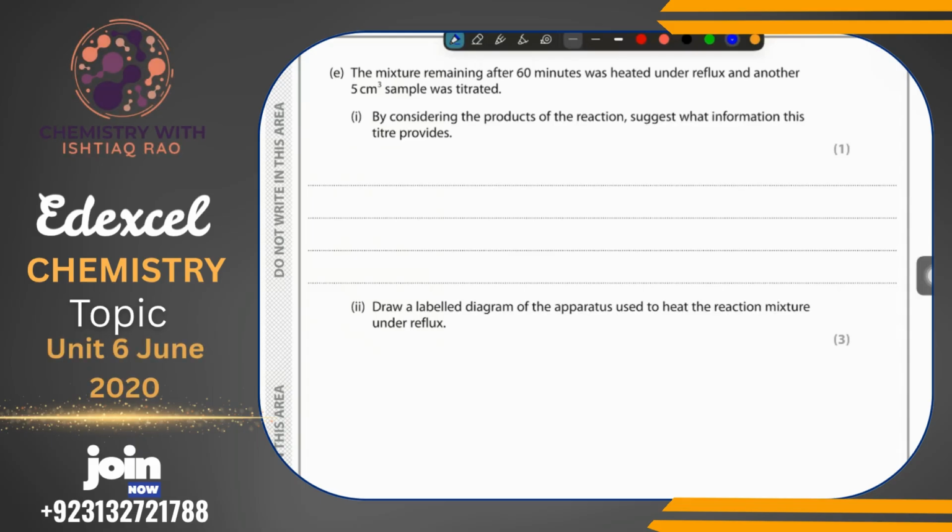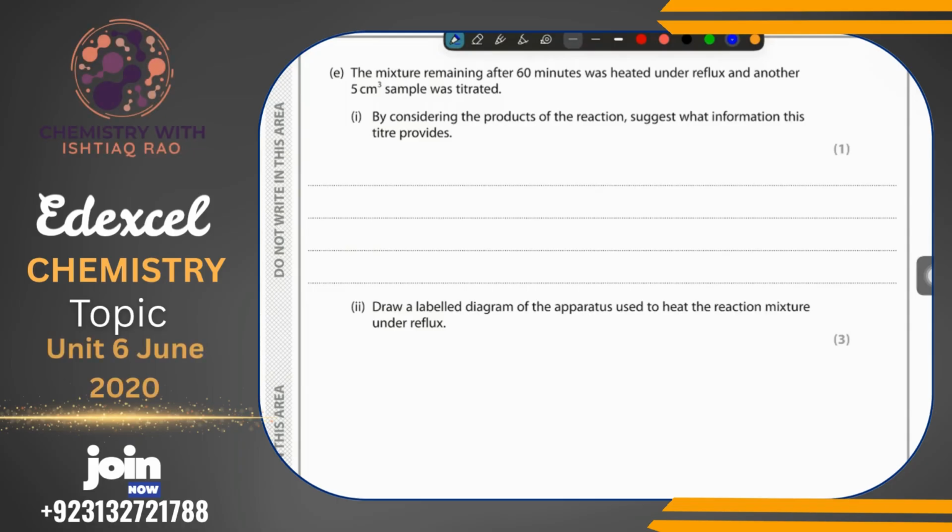Let me think. By considering the products of the reaction, the amount, volume of HCl required to neutralize NaOH. I'm not sure about this.